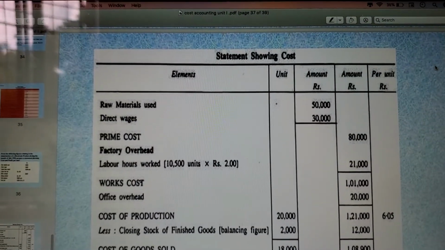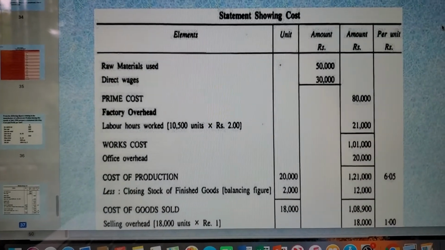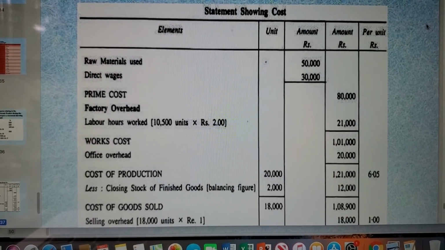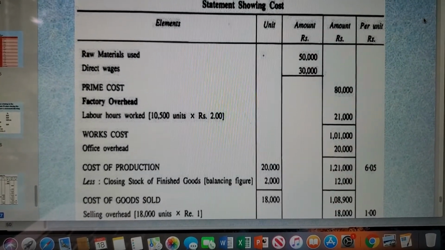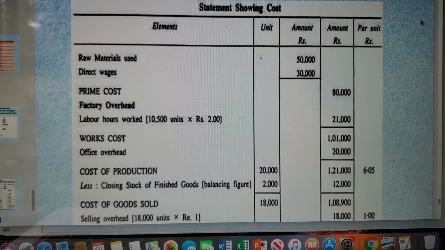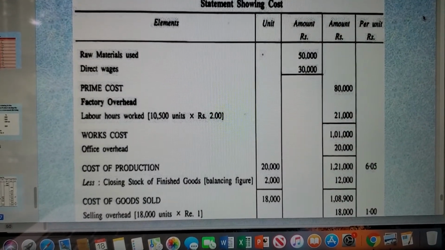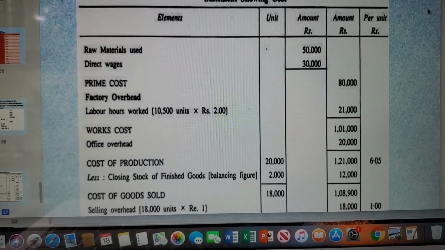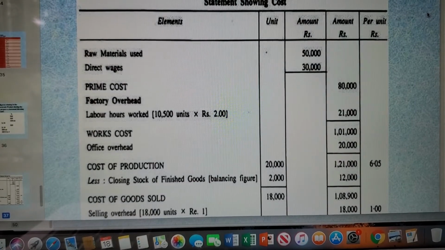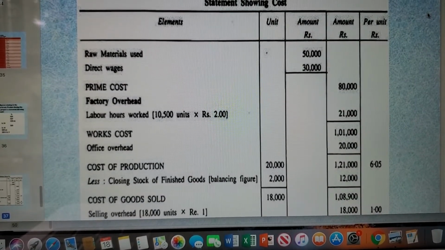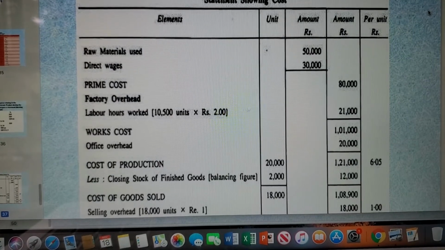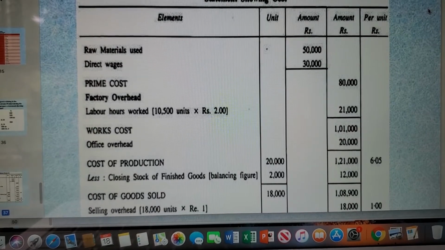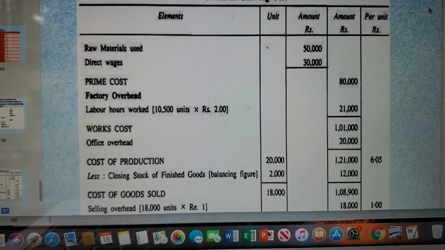So then you have to make a statement, and from the information I just gave you, this is the statement showing cost. So in this particular chart showing cost, there are a total of 5 columns. The first column is headed elements, the second unit, the third amount in rupees, the fourth also amount in rupees, and the fifth per unit in rupees.